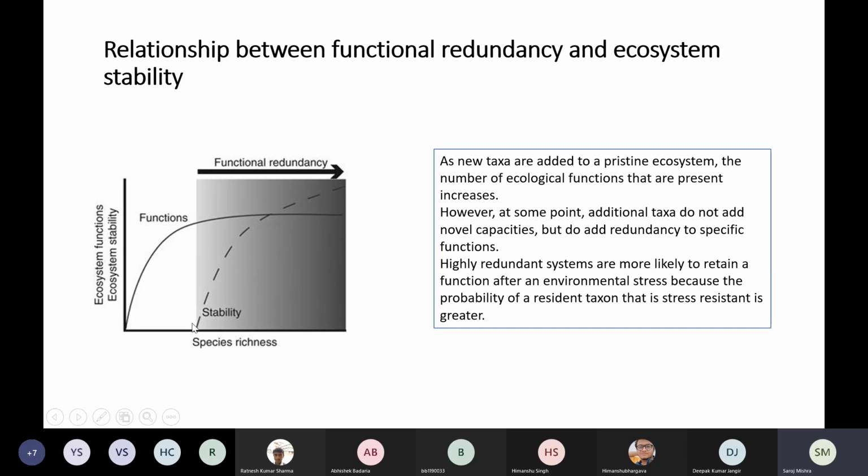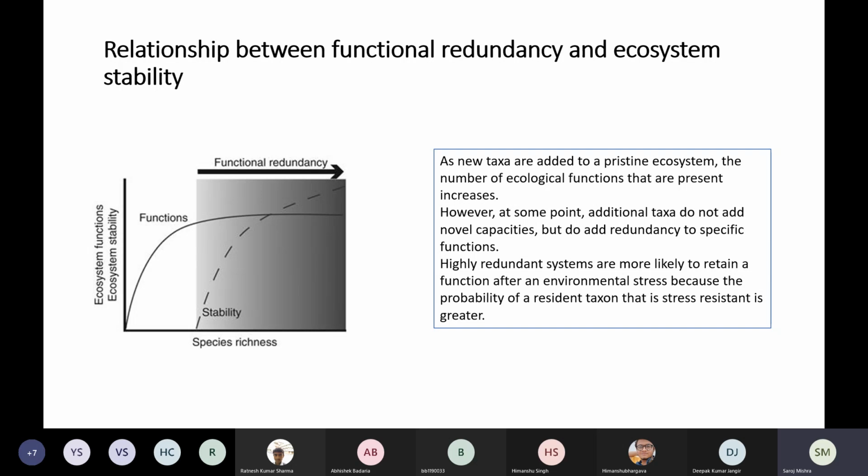Then you see, as the species richness increases, the stability also starts to increase. So what it means is that as microbial diversity increases, the functions may not increase, but the stability of the ecosystem increases. So the more diverse an ecosystem is, the more stable it is going to be.